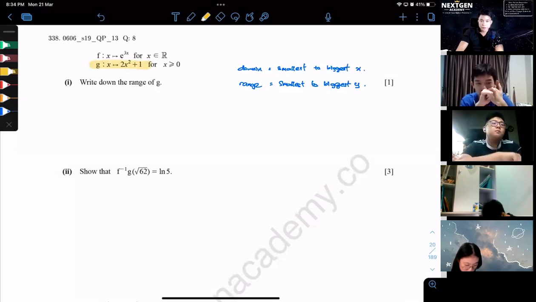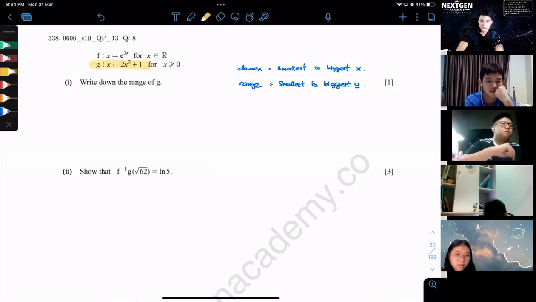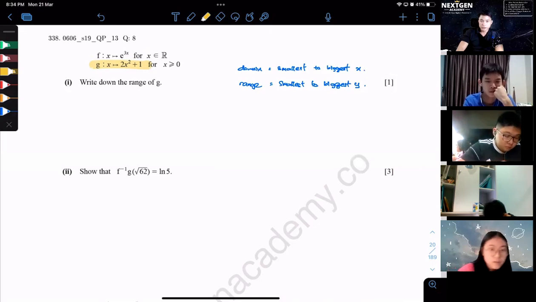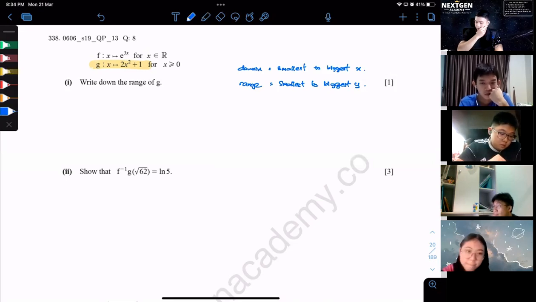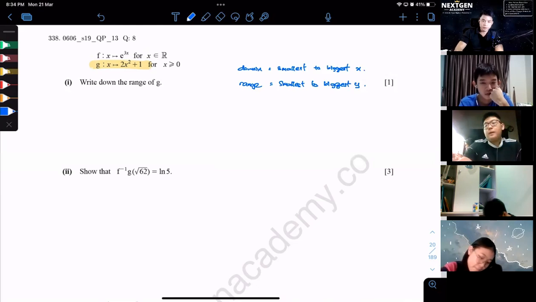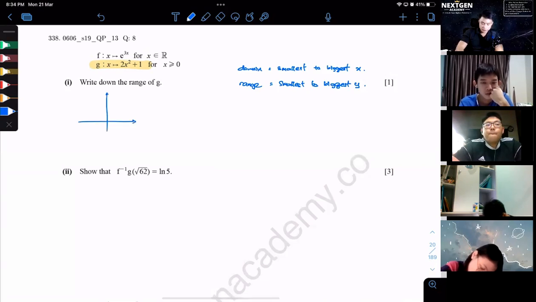Okay, now going back to g(x), what exactly is g(x)? What graph is this? 2x squared plus 1. You know, right? What graph is this? Quadratic graph. Okay. Actually, this question is very simple. You literally need to just sub it in, but not always the case. You need to look at the graph, how it looks like. 2x squared plus 1 is a quadratic graph, and it goes like this.